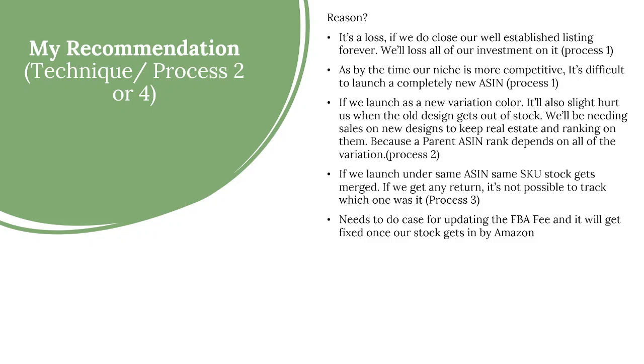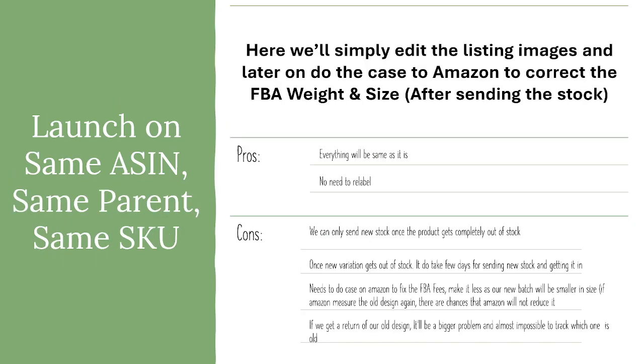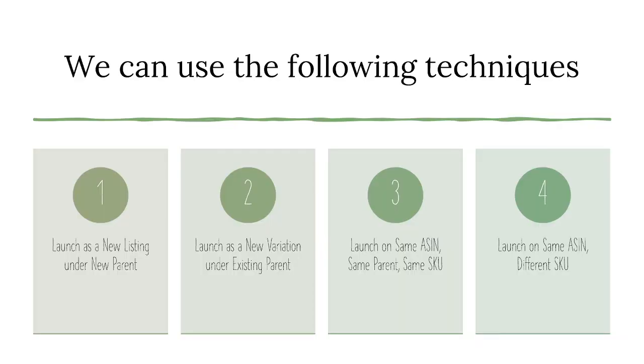So you can do process 2 if you want to go back to it. For example, if you want to sell both designs, like if you just change the size but want to sell both, you can launch it with process 2, and then later on, once it gets stable, you can break the parent and take it out.